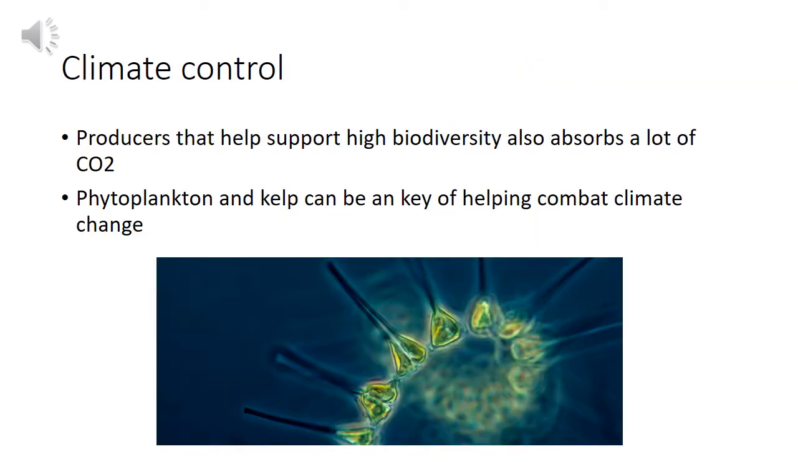Climate change is one of the problems that our oceans are facing. Producers that help support a high biodiversity also tend to absorb a lot of CO2 when they do photosynthesis. Phytoplankton and kelp, for example, can be a key to us combating climate change, as when they absorb a lot of CO2, they will help reduce the amount of CO2 in the ocean. So a healthy ecosystem with a strong amount of phytoplankton or kelp or other macroalgae will help combat climate change.